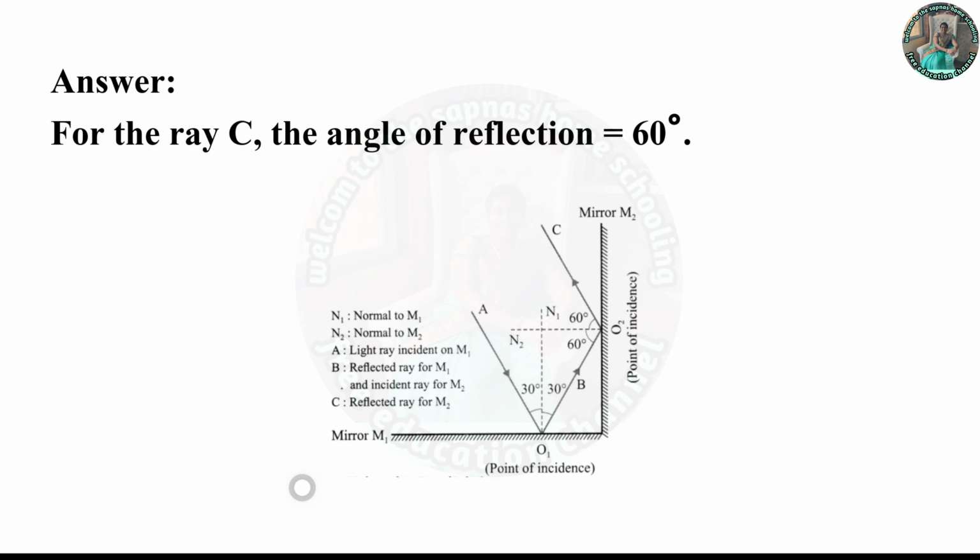So this is the figure. Here is the point of incidence. The angle is 30 degrees. So at the point O2 the angle is 60 degrees.